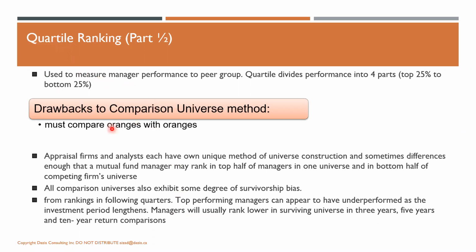But the main thing is you have to compare orange to orange. You don't want to compare a bond fund with an equity fund, and you don't want to compare different types of funds with different types. So it depends, right? So this is the quartile ranking. Is that clear? Any questions so far?